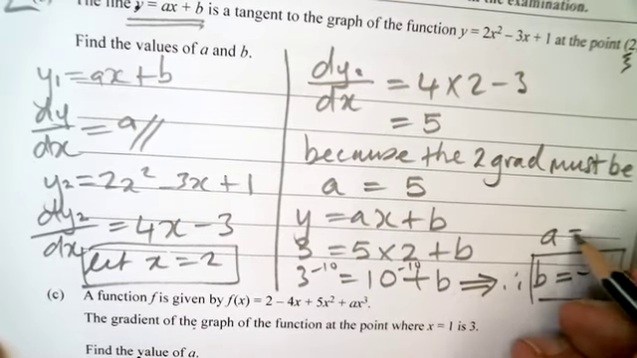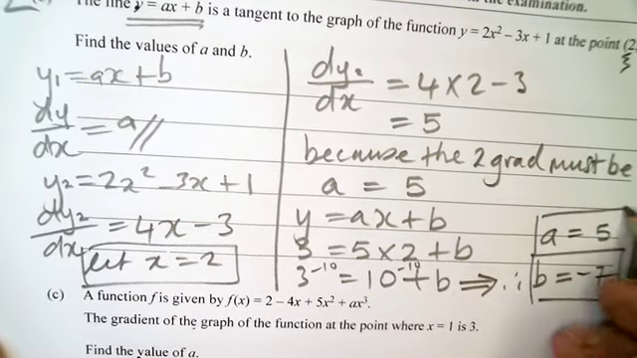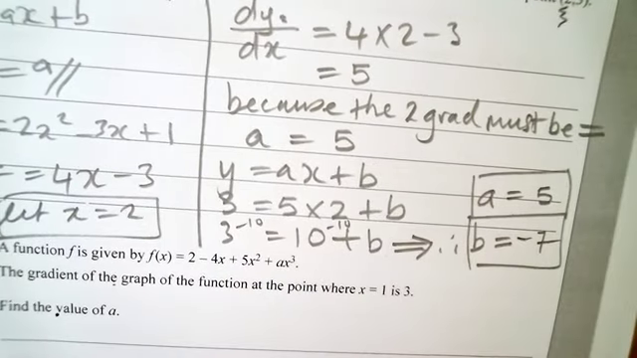So a is equal to 5, and b is going to equal negative 7. And that's how we do that one.